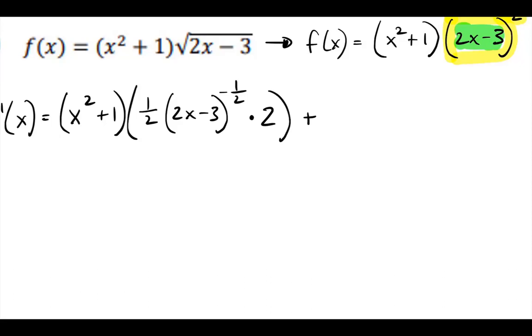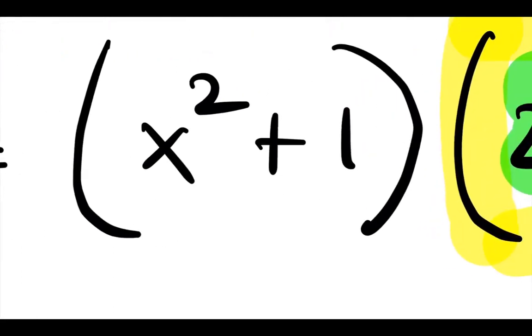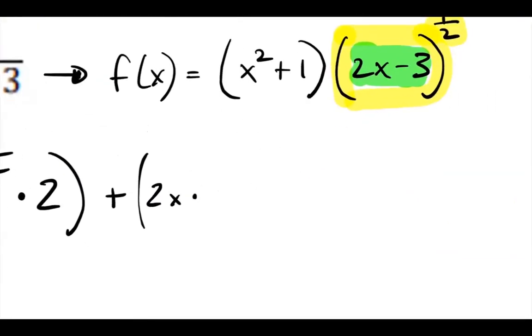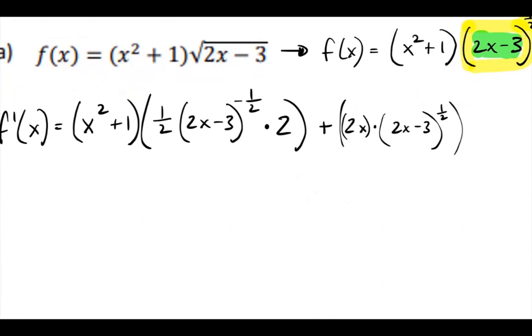Now I have to do the opposite. The opposite says the derivative of the first. Well, what's the derivative of the first? Do I have to use chain rule to find the derivative of this guy? No, it doesn't have a power. If it had a power, yes, I would, but it doesn't have a power. It's just x squared plus 1. So what's the derivative of this guy here? 2x times this guy over here. Calculus is done.